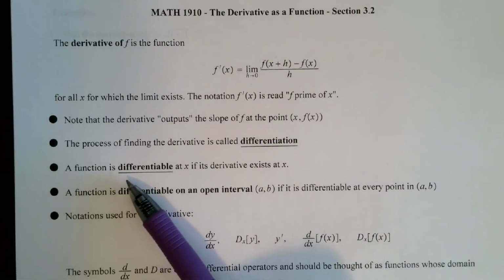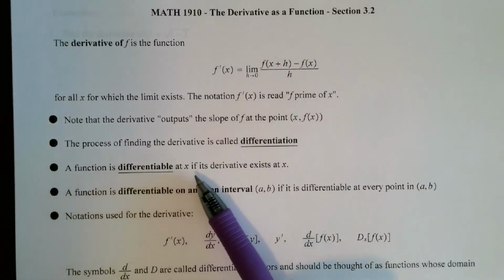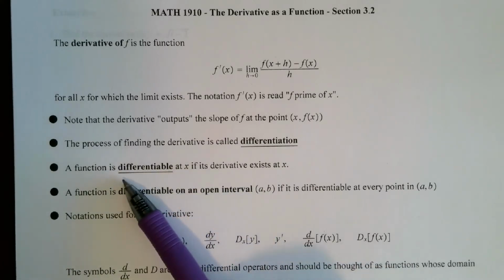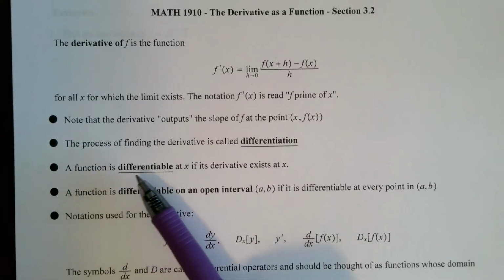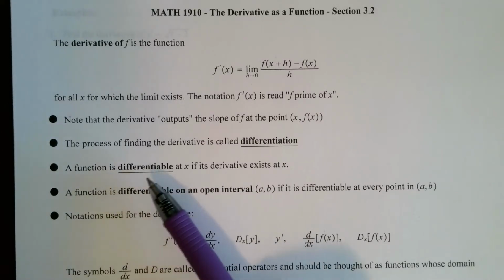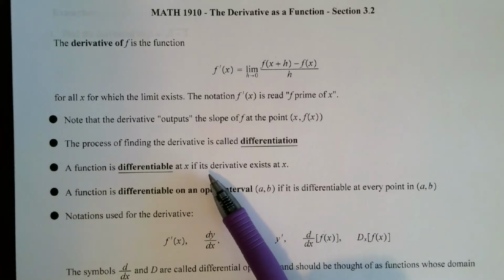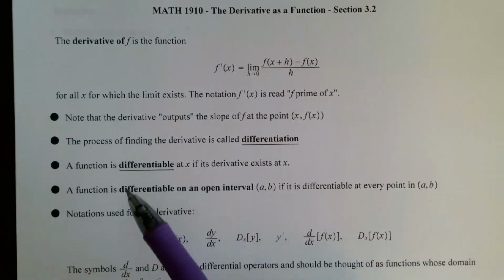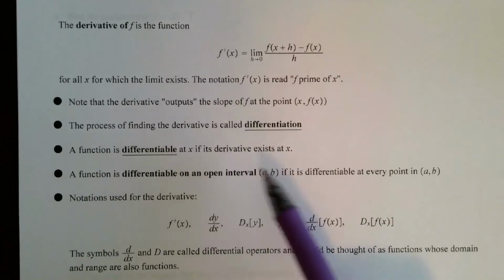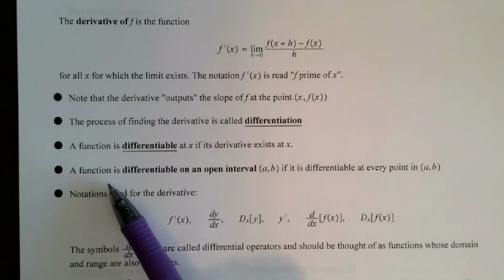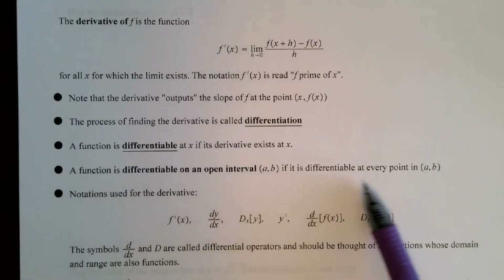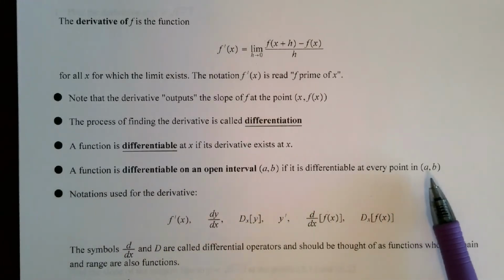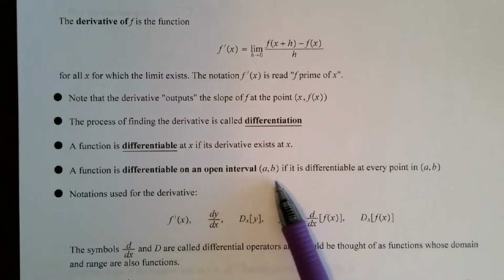And so you need to understand this definition and know it, because we will use this time and again. So when we say a function is differentiable, then that simply means that its derivative exists. Right? If it's differentiable at a point x, its derivative exists at x. Now, if we're looking at an interval, then a function is differentiable on an open interval if it's differentiable at every point in that interval. Okay. I'm not including endpoints here.